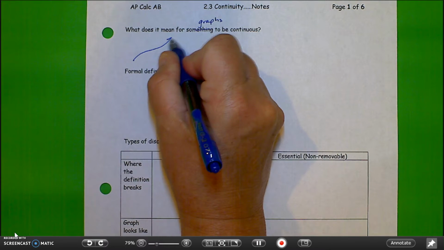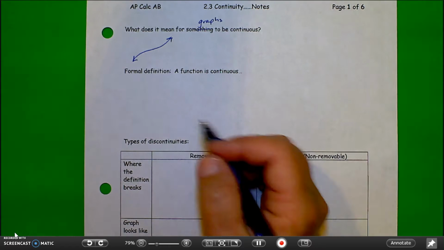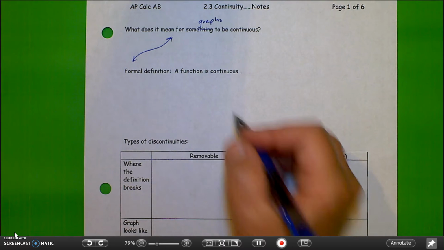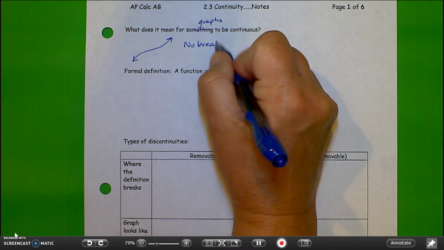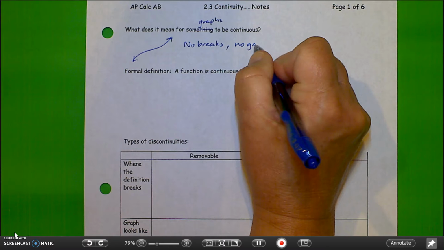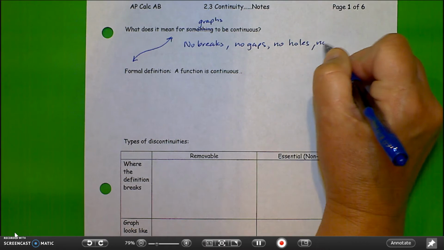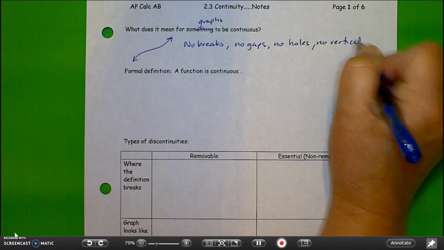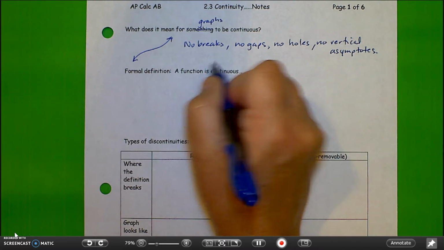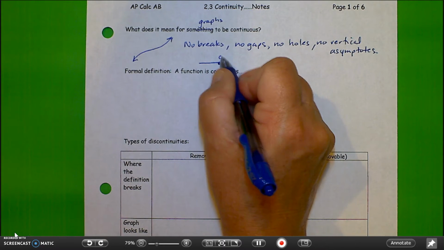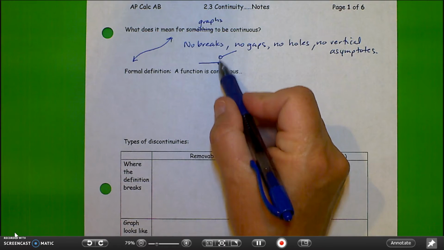So if we just think of a graph as a smooth curve like that, that's a continuous graph. What we want to see in a continuous graph would be no breaks, no gaps, no holes, no vertical asymptotes. Okay, so a break, think about a piecewise function. We've seen them that would have a break in it like that. That would not be continuous there.